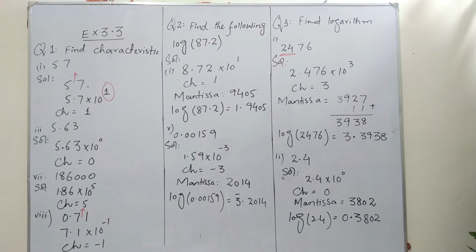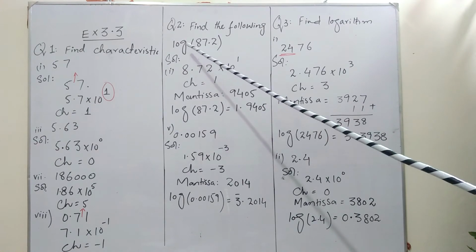Now we move to question number 2. Question number 2 is find the following. You have to find the values of the logarithm. It means you have to find the characteristic as well as the value of mantissa, and then you can combine them to form the value of the log.